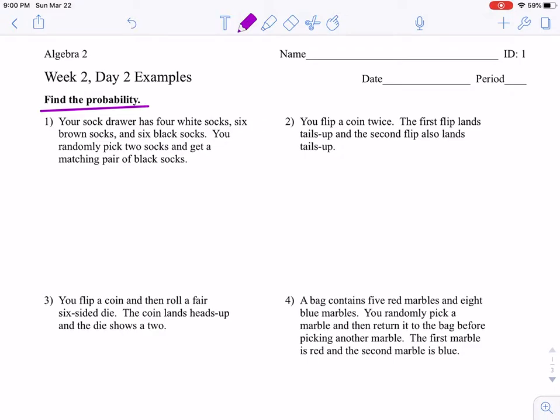So number one, we're pretending that your sock drawer has 4 white socks. Okay, so I'm going to write a 4. You have 6 brown socks, 6 black socks. So you've got 4 white socks, 6 brown socks, and 6 black socks for a total of 16 socks.